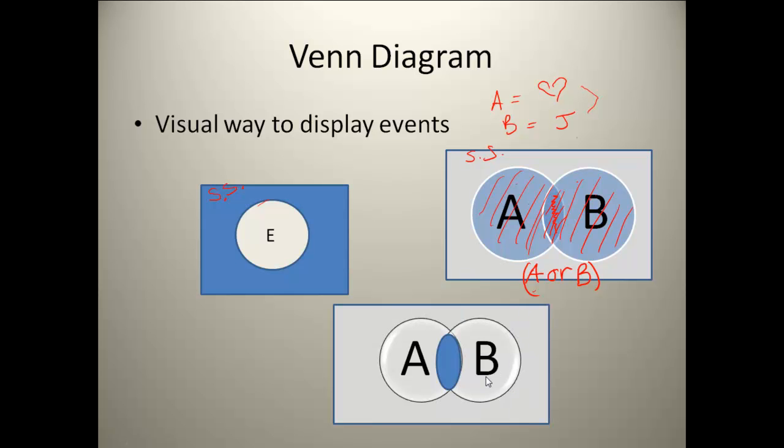Here's another type of diagram, a similar type of thing. I have my sample space around the outside, and I have my two events, A and B. But this time only the overlap is shaded. This would be an example of A and B, because it doesn't want the things out here that are just A. It only wants the items in the overlap where A and B happen at the same time. So if A is still a heart and B is still the jack of hearts, then A and B would be selecting the jack of hearts.